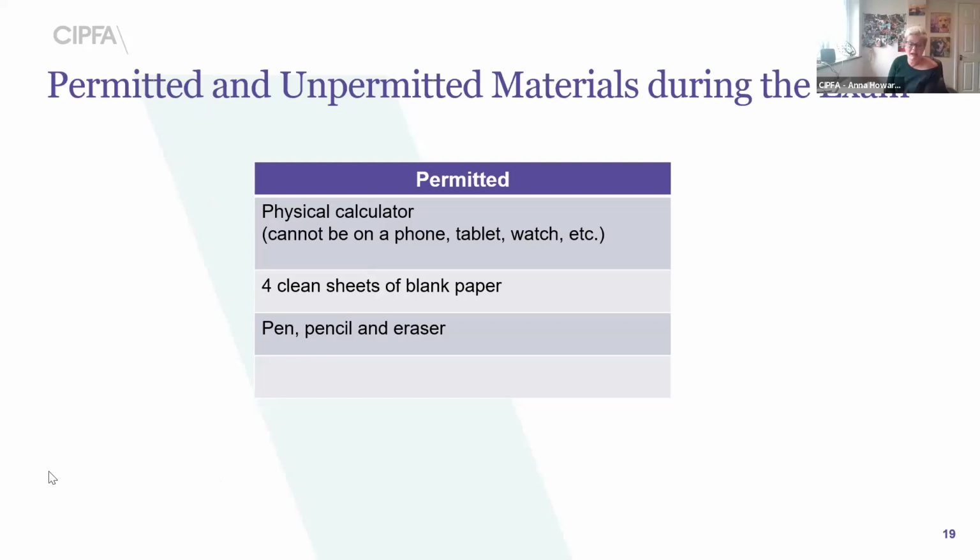What are you allowed in the exam? You're allowed a calculator. It needs to be a physical calculator. You cannot use a phone, a tablet, a watch, etc. But the system does have a calculator that you're able to use, and I'll show you that in a minute. You're allowed 4 clean sheets of blank paper, pen, pencil, and a rubber.